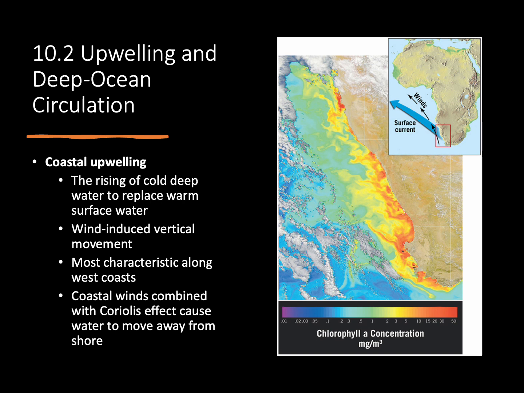And again, it's the winds that are moving water away in combination with the Coriolis effect, where it's causing those movements to curve as they move. That's going to cause all of the water deep underneath our oceans to upwell or move towards the surface.